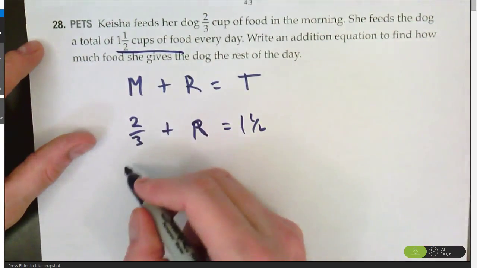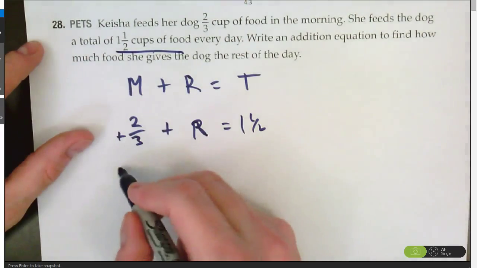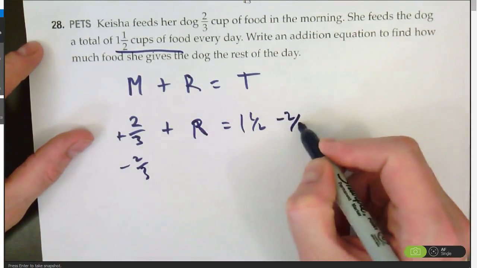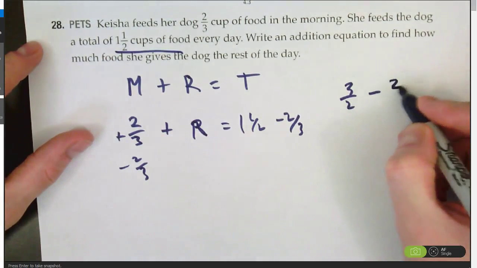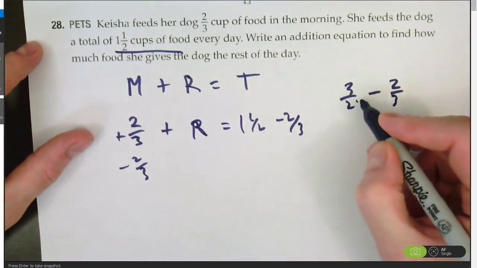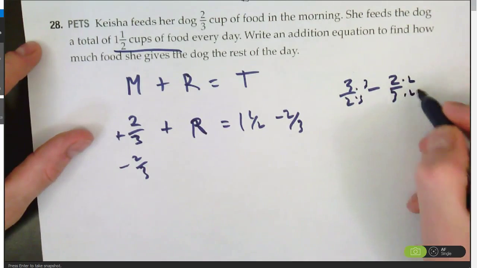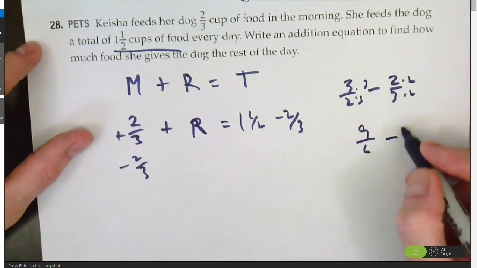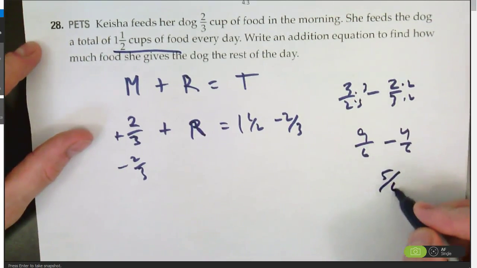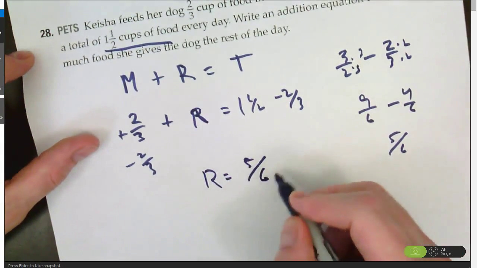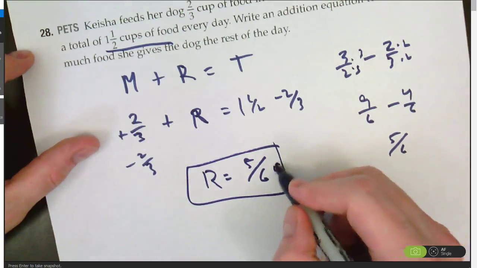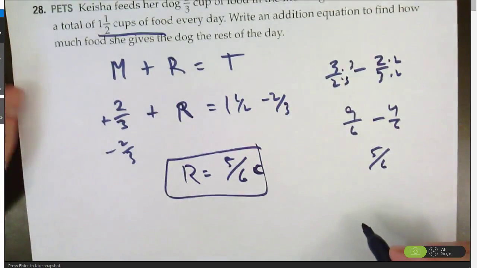So there's our equation. It's a positive 2/3, so to get rid of that 2/3, subtract it. So really I have 3/2, because that's what 1.5 is, minus 2/3. Common denominator is going to be sixths. So it's going to be 9 over 6 minus 4 over 6, which gives us 5 over 6. So she gives the rest of the day 5/6 of a cup to her dog.